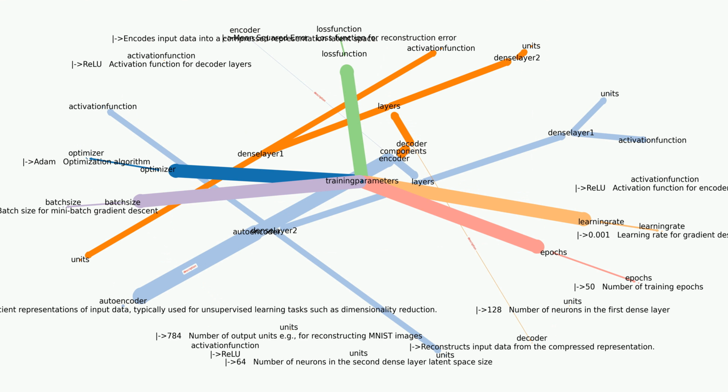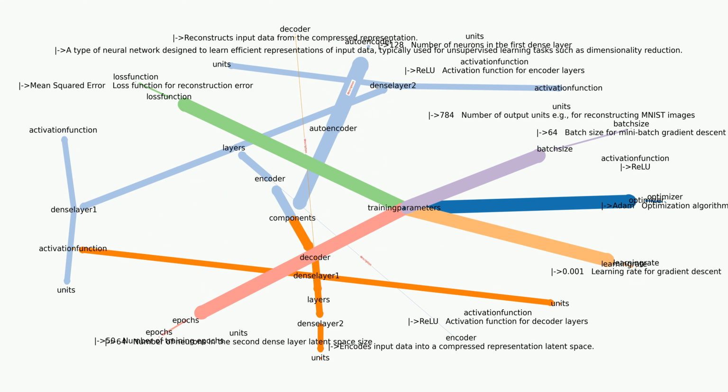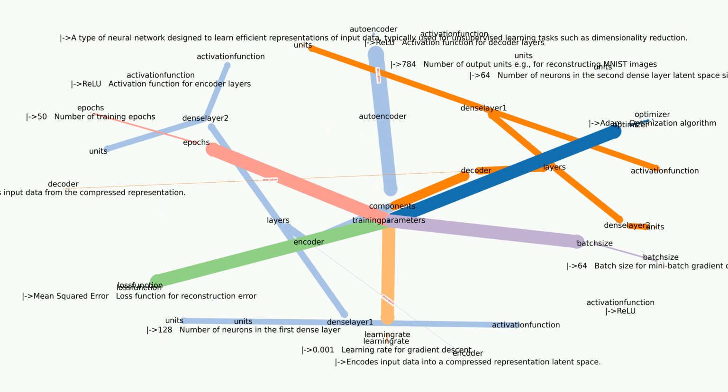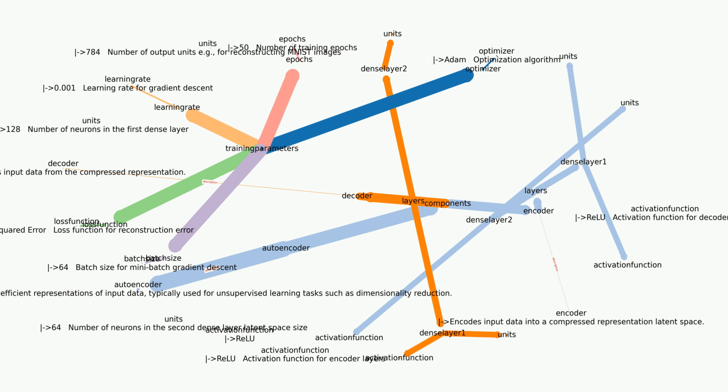Layers. Dense layer 1. Units: 128, the number of neurons in the first dense layer. Activation function: ReLU activation function for encoder layers. Dense layer 2. Units: 64, the number of neurons in the second dense layer, which is the latent space size. Activation function: ReLU.